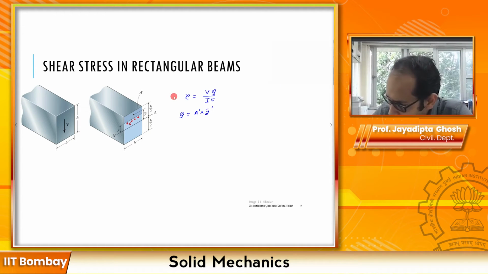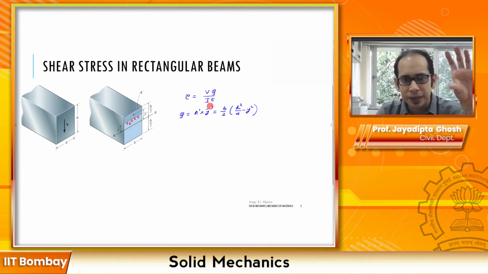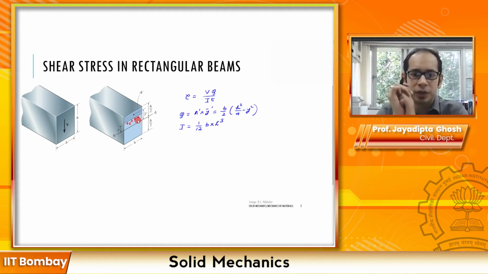You will get Q equal to b over 2 times (h squared by 4 minus y squared). So that is your Q, right? So that takes care of this Q over here. Now I, remember, is for the entire section, and for the rectangular section it is very easy to write. Your I becomes equal to 1 by 12 times b, which is the width, times the depth cubed, so 1 by 12 b h cubed that you have over here.